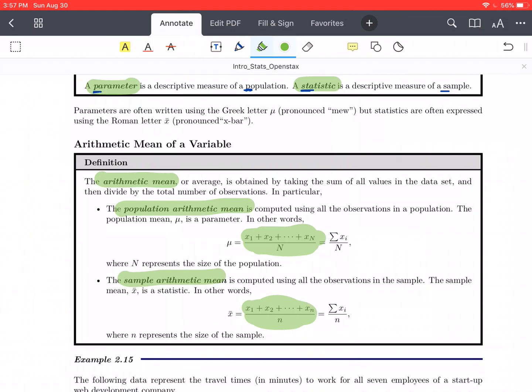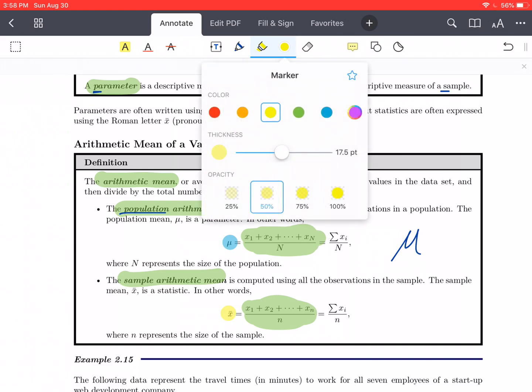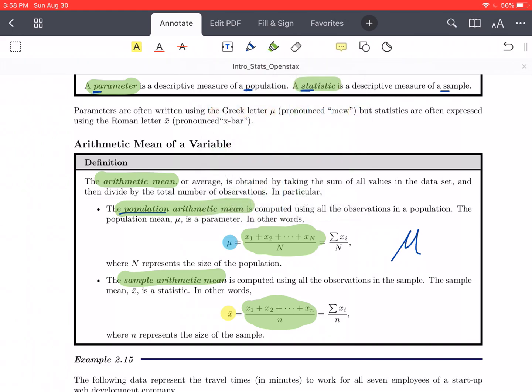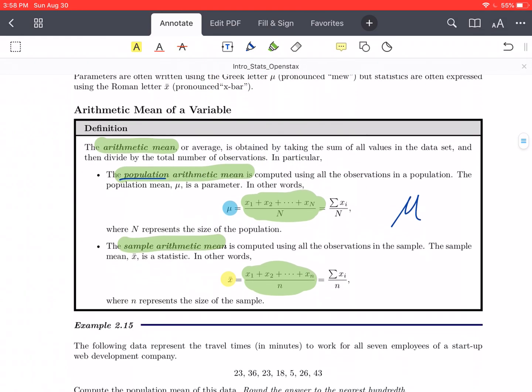The difference is the variable. For the population mean, we use this Greek letter mu. It's pronounced like mu, or like a cow, moo, but it looks like a curly M. That's what we use for a population arithmetic mean. Whereas for a sample mean, we use x bar. This is just an x with a little line over it. That's what we use when we're dealing with a sample. But again, they're calculated the same way.